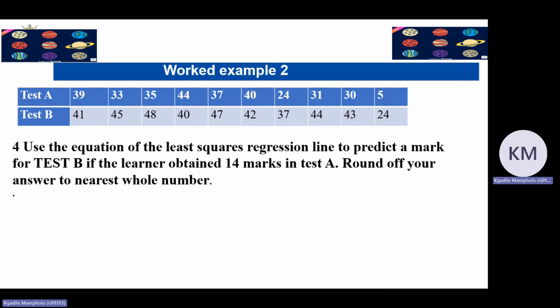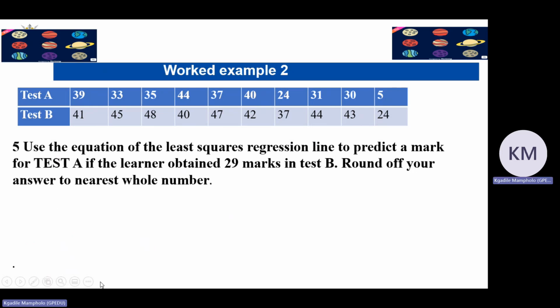Number 4, use the equation of the least squares regression line to predict a mark for test B if the learner obtained 14 marks in test A. Obviously, now you are calculating the mark of test B, and you know that test B is the Y. Then it means you are finding Y, and you know X, because you are given the mark of test A, which is the X. So you substitute 14 for X, and the answer will be the marks. It means if a learner got 14 in test A, we can predict that in test B, a learner will get 32.